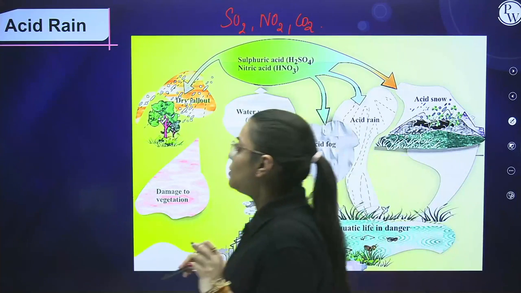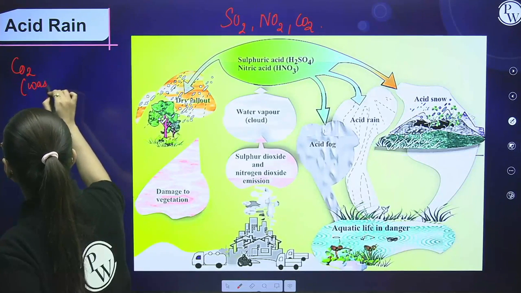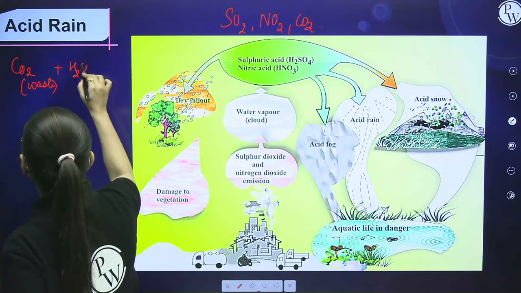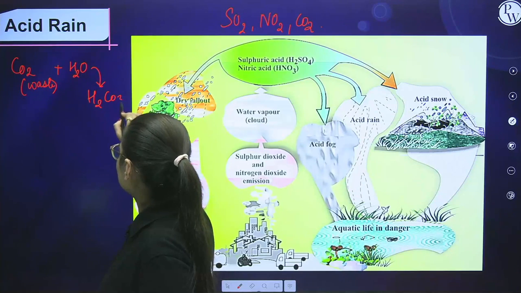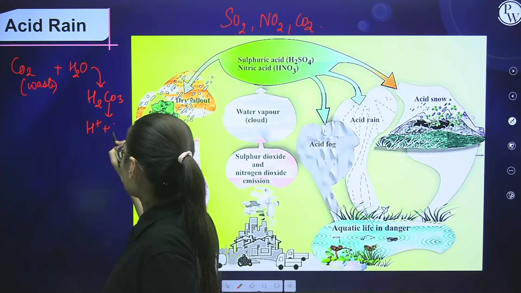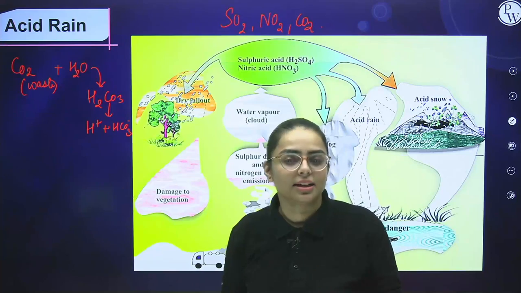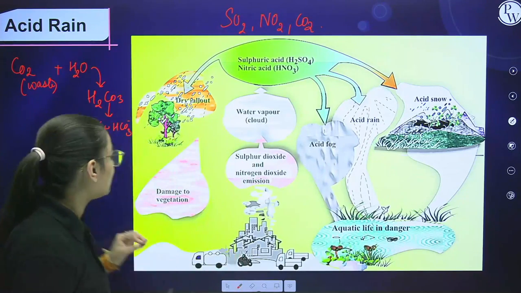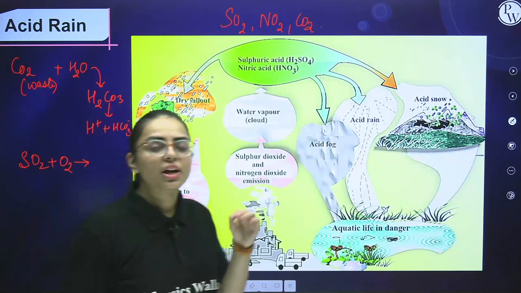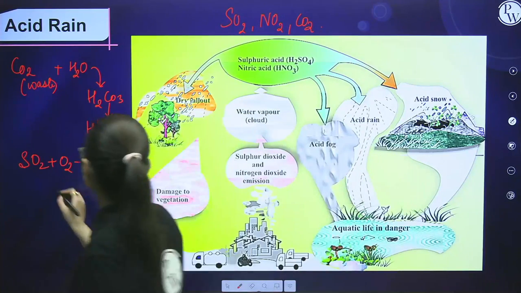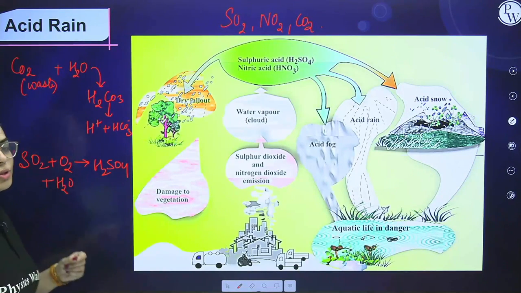What is the reason? See, what happens over here is when CO2 from the waste of the industries reacts with water, it basically forms H2CO3, which further splits into H positive plus HCO3 negative. Now, when it is split into H positive and HCO3 negative, this basically causes acid rain. Other than this, how is SO2 responsible? If I talk about the next reaction, SO2 on reaction with O2 and also with water produces H2SO4, which is again responsible for causing acid rain.